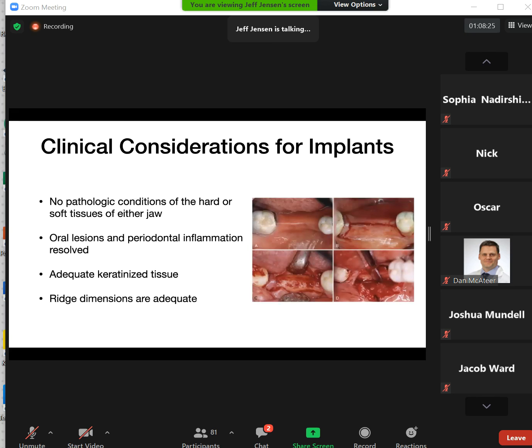So, we want to make sure that there's no pathology. So again, we're treating them for any gum disease, or we want to get their caries taken care of and all that sort of stuff done. The bone looks healthy on a cone beam. They have adequate keratinized tissue. And then obviously the ridge dimensions, we have enough area to actually place the implant into the bone. So cone beam is going to help you determine a lot of this, as well as a clinical exam and periodontal exam.